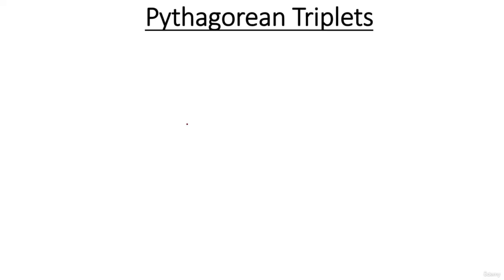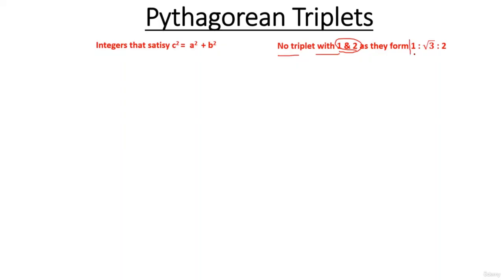To understand what Pythagorean triplets are, a simple definition: integers that satisfy a square plus b square is equal to c square, right? And remember, guys, no Pythagorean triplet starts with integers 1 and 2, because we will see ahead that 1 and 2 form a ratio, 1 is to root 3 is to 2. That happens in a 30, 60, 90 triangle, okay?